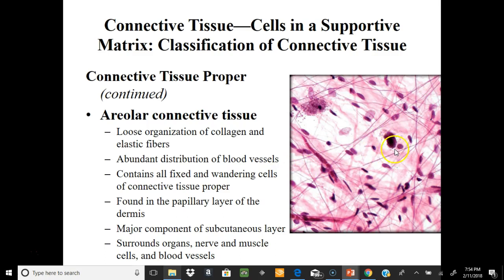We have our different mesenchymal cells. We have our adipocytes. We have some fibroblasts in here. We have collagen fibers as well as elastic fibers found in here. It contains mixed macrophages, fixed and wandering macrophages. It's found in any area of the body where we have epithelial tissue, since it makes up the basement membrane. So it's found in the papillary layer of the dermis. The papillary layer is the initial layer of connective tissue deep to the epidermis, which is stratified squamous epithelial tissue. It's also found in the subcutaneous layer.